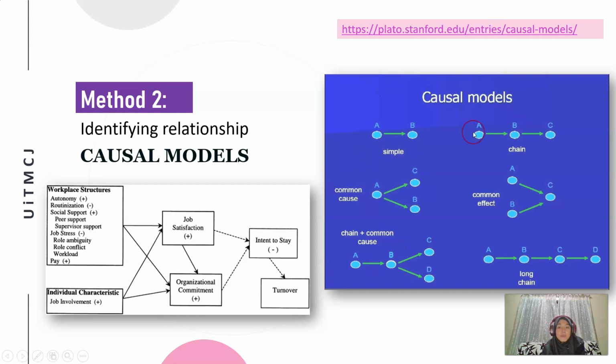And then this one, if you look at the blue diagram here, is an example of types of causal models. We have simple, between A and B, which are the two entities. A is a parent, B is a child, for example. Then we have chain, A, B, C, and then common effect, and then chain and common cause, and then a very long chain.